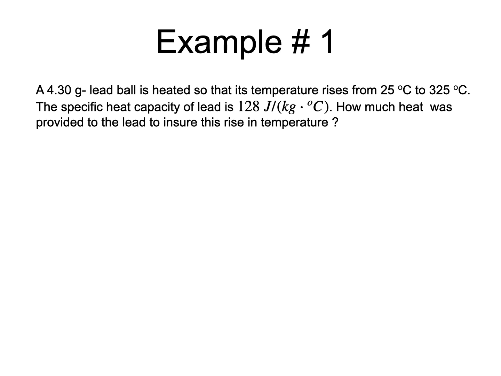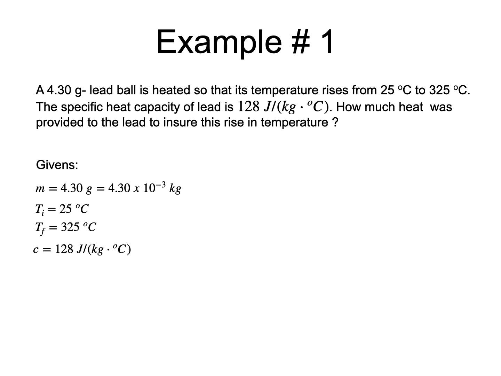There is no need for drawing, so we will go straight to defining the givens. We are first given the mass of the ball, which is converted to kilogram. Next comes the initial temperature and the final temperature. Lastly, we are given the specific heat capacity of lead. We have all the information required to evaluate heat, which is labeled capital Q.